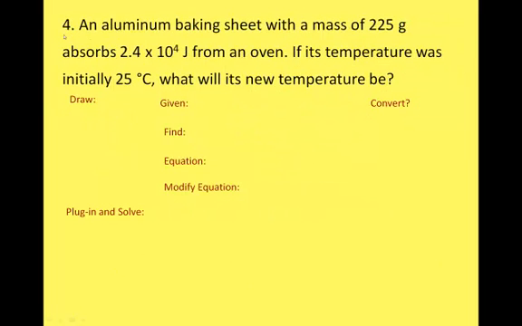In problem 4, we now have an aluminum, Al, baking sheet with a mass of 225 grams. So one of the things we think of, 0.225 kilograms.